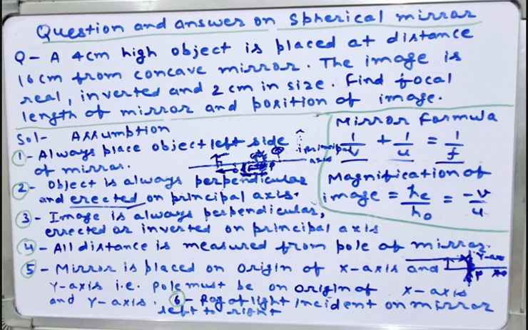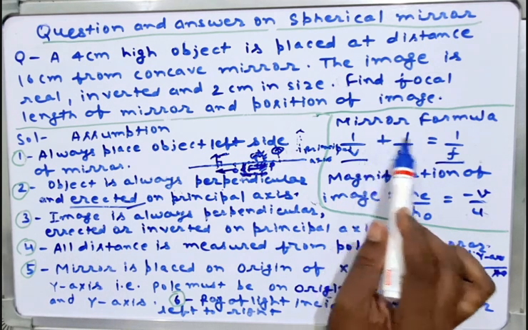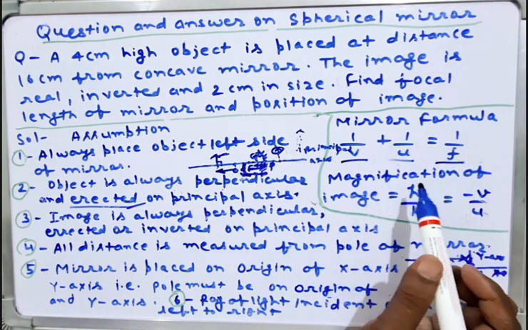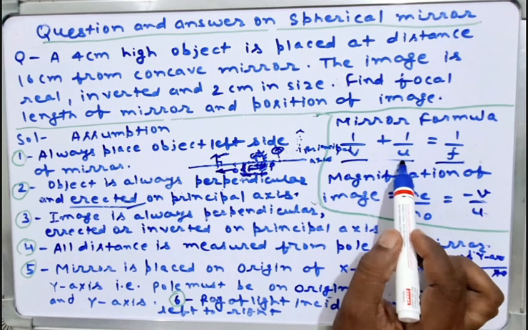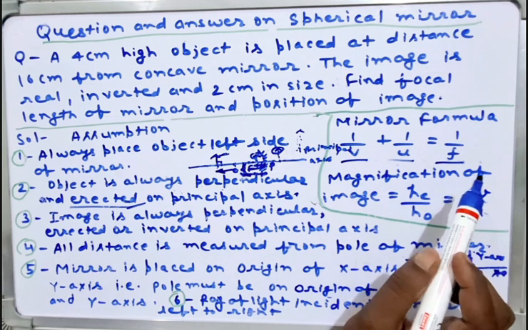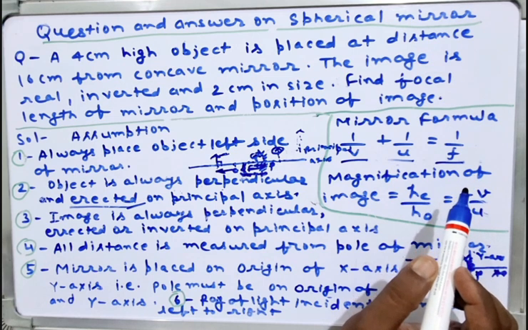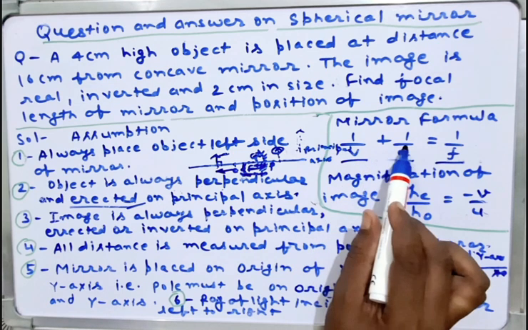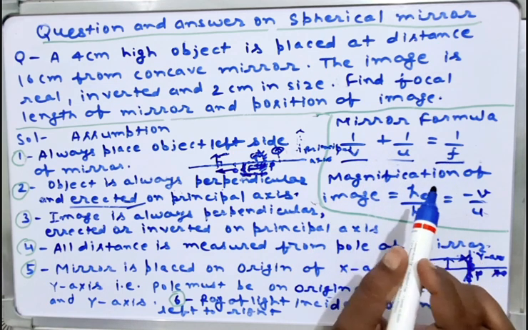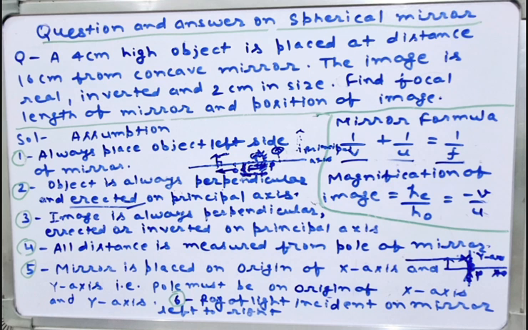Now guys, here is the mirror formula. There is a relation between the object distance, image distance and focal length of the spherical mirror. This one is 1 by v plus 1 by u equal to 1 by f. What does magnification of the image mean? It says how many times the height of the image is with respect to the object height.